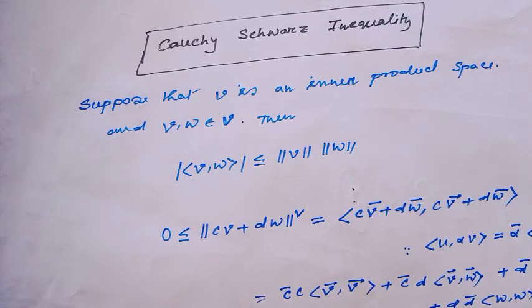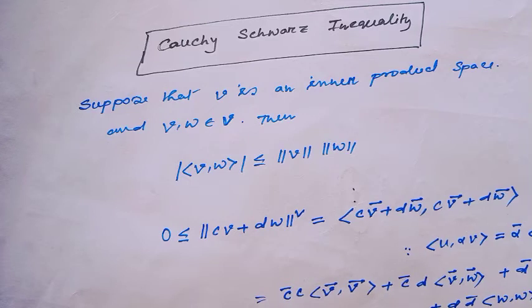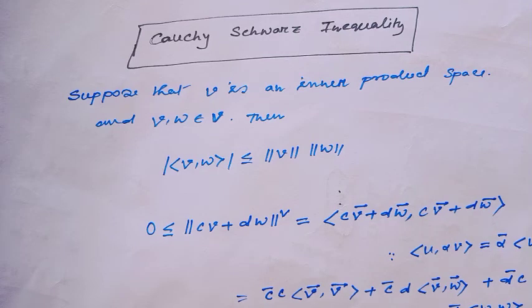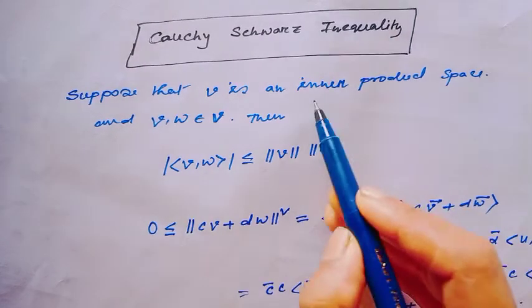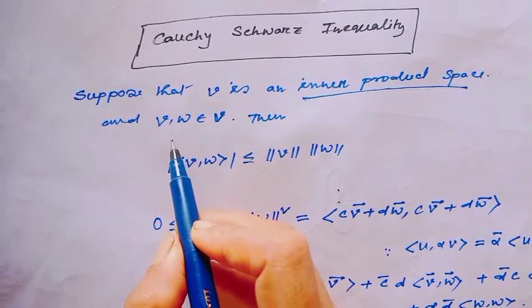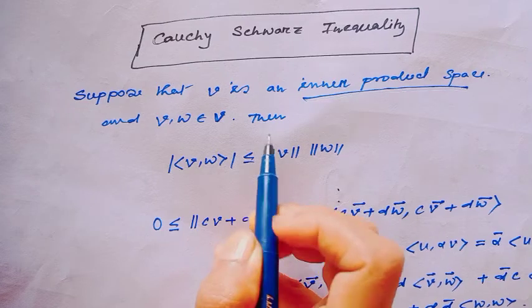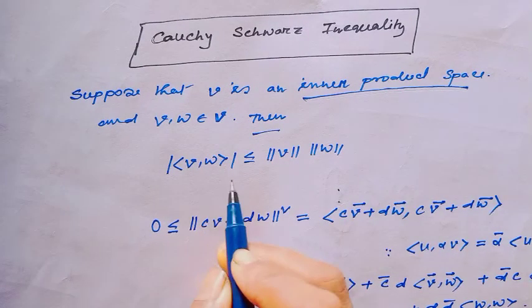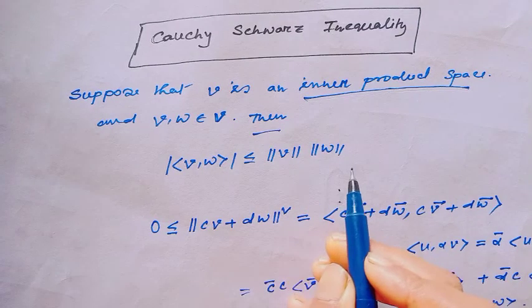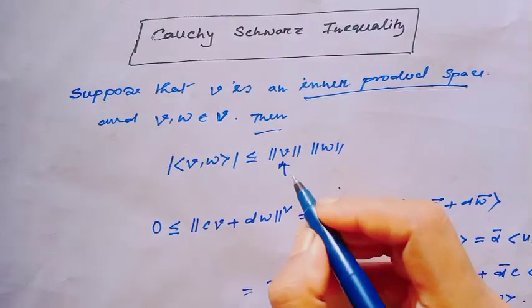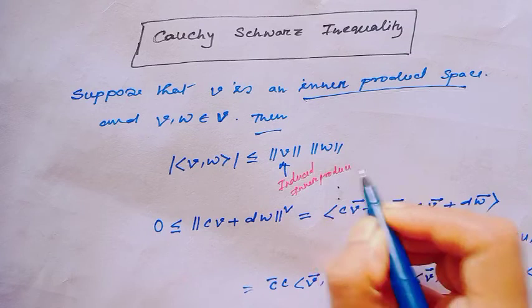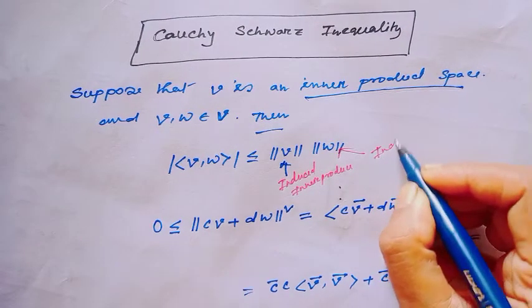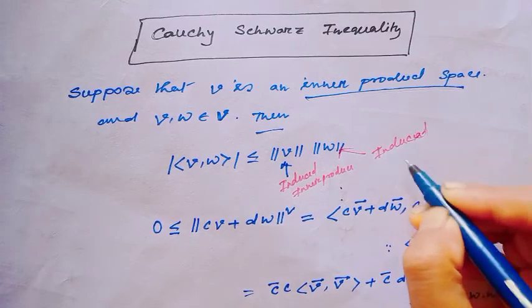See some inequalities of inner product spaces. First inequality, the Cauchy-Schwarz inequality, and this inequality will be satisfied by those norms which are induced by an inner product. The statement is, suppose V is an inner product space, and consider arbitrary two vectors in the vector space V, then the absolute value of the inner product of V with W is always less than or equal to norm V times norm W, where this norm V is induced by the inner product and this norm W is induced by the inner product. Okay?